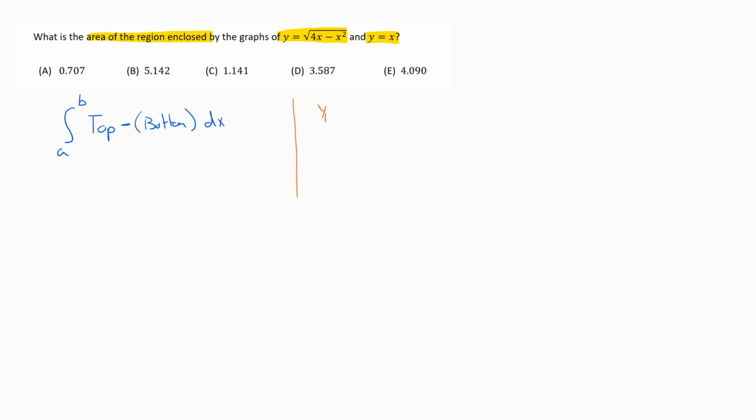We're going to start by taking our first equation, the square root of 4x minus x squared, and we'll put that into y1. And then in y2, we'll put that second equation, x. So step one of the process here is you just want to determine which of these is on top and which of these is on bottom. We're really just looking to set up this integral.